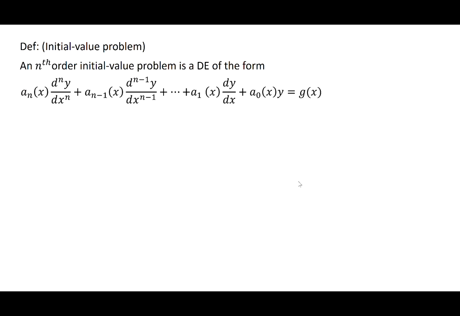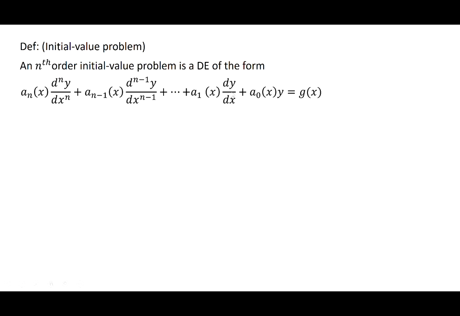The first thing is, as a definition, I need to tell you what an initial value problem is. I think I did talk about this even with first order differential equations, but now if it's an nth order initial value problem, what exactly does that look like? Here we are talking about just linear equations. Let's not worry about nonlinear equations. So we know that an nth order linear differential equation has this form. Now, what makes it an initial value problem?